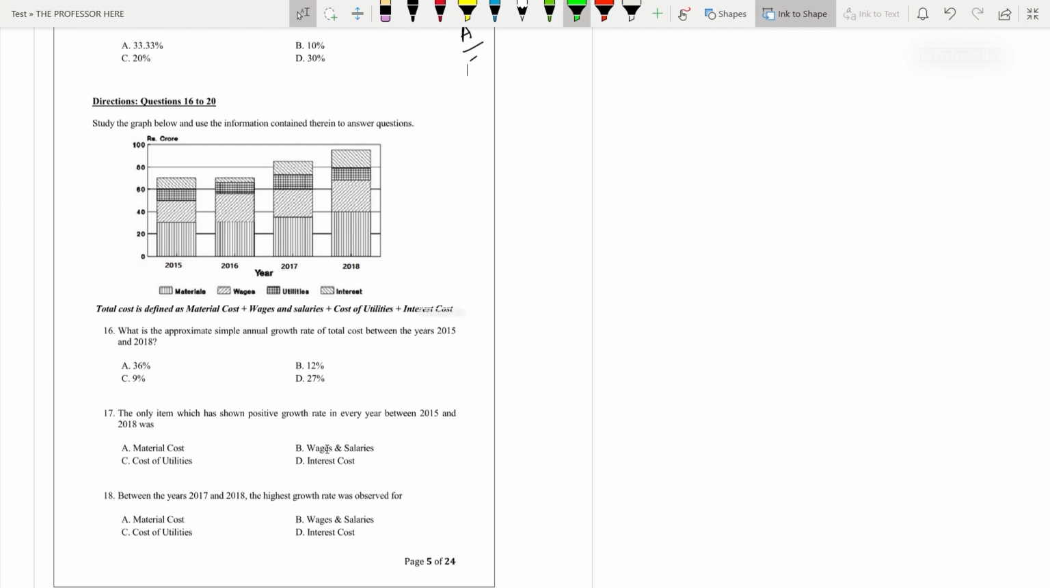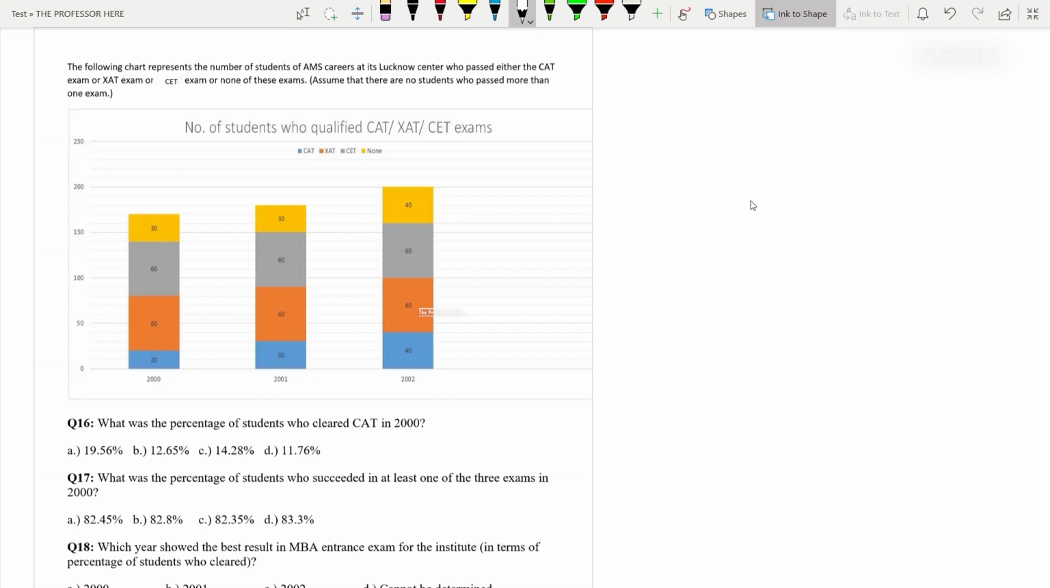This is an example of a stacked graph. This will help you understand how to read a stacked graph. The following chart represents the number of students of a coaching center who passed either the CAT exam or SAT or CET exam or none of these exams. Assume that there are no students who pass more than one exam. Okay, so there is no overlap. Let's look at how it is done.